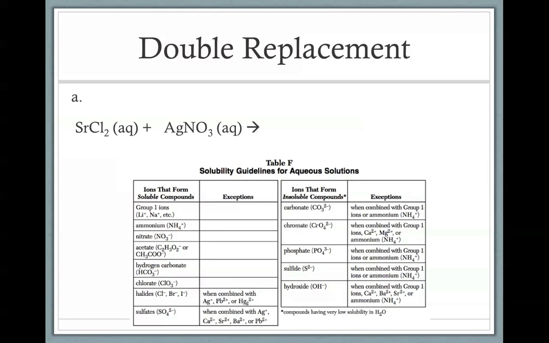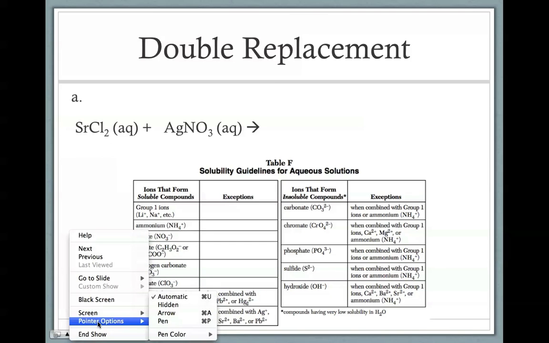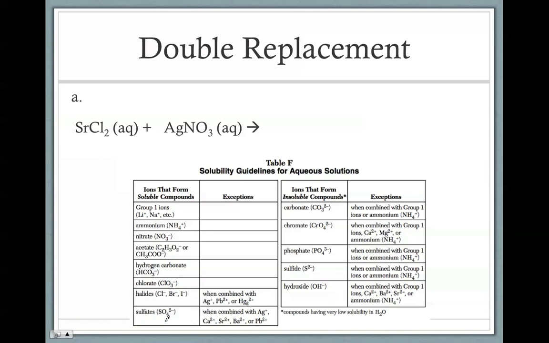So here we're going to be switching both partners. So we have Sr and Ag, which are going to simply change places. We still need to make sure that we are balancing our charges. That's why Sr has to be bonded to two NO3s, and then Ag is just simply bonded to one Cl. And we'll take care of that by balancing it later.